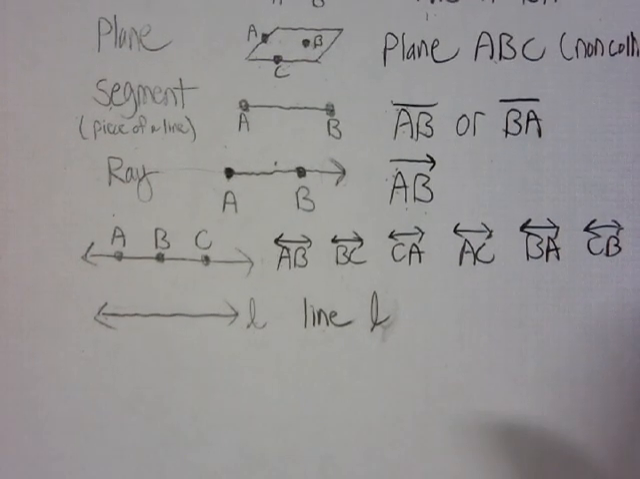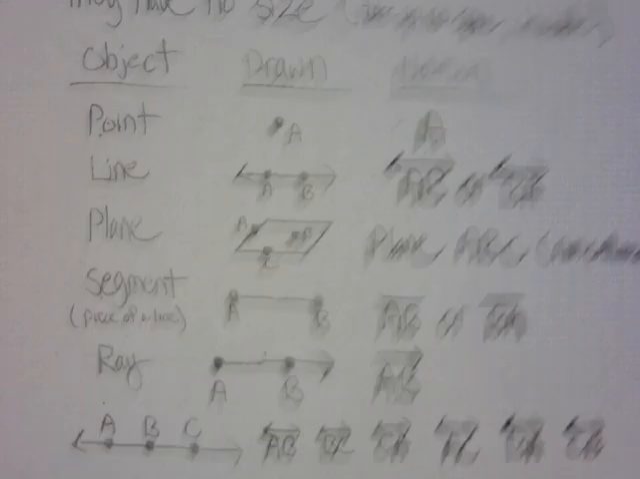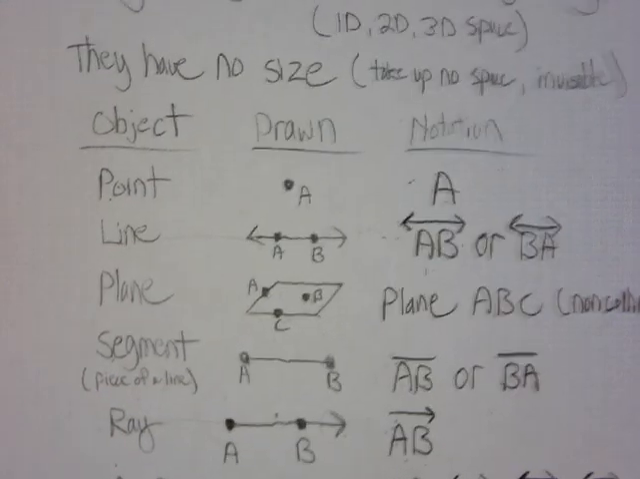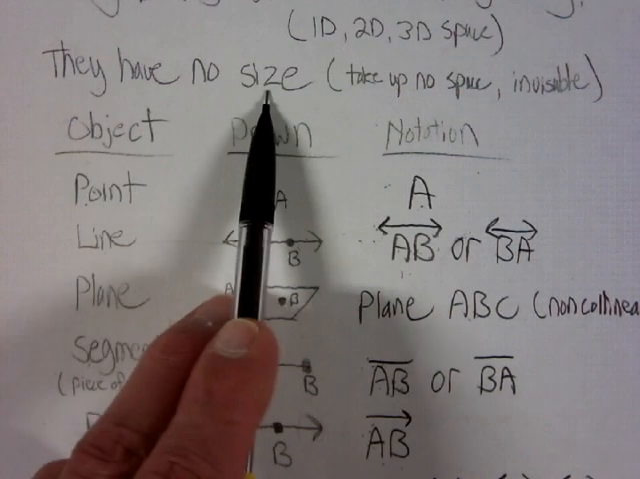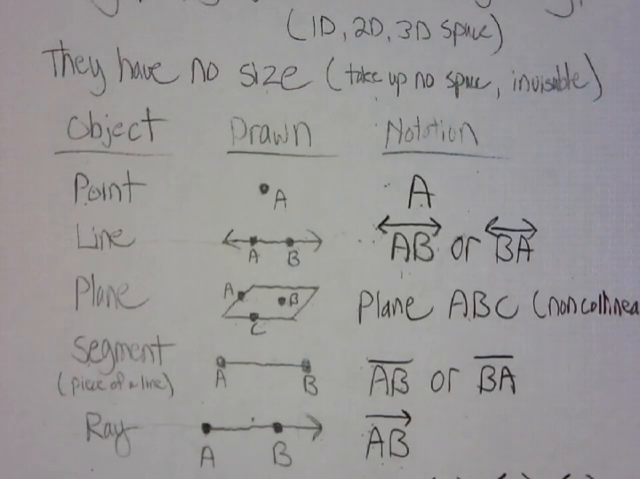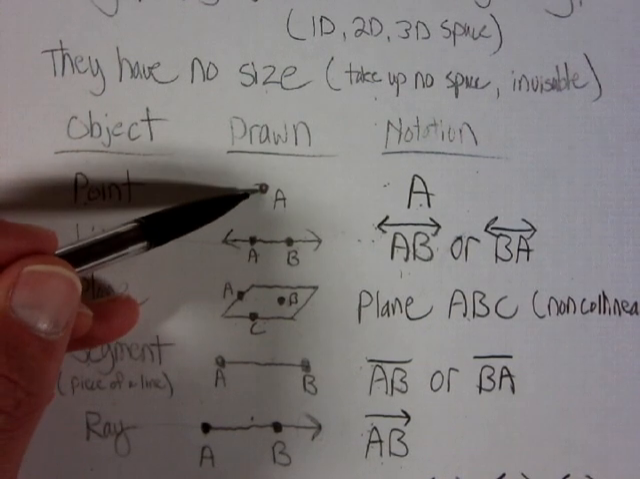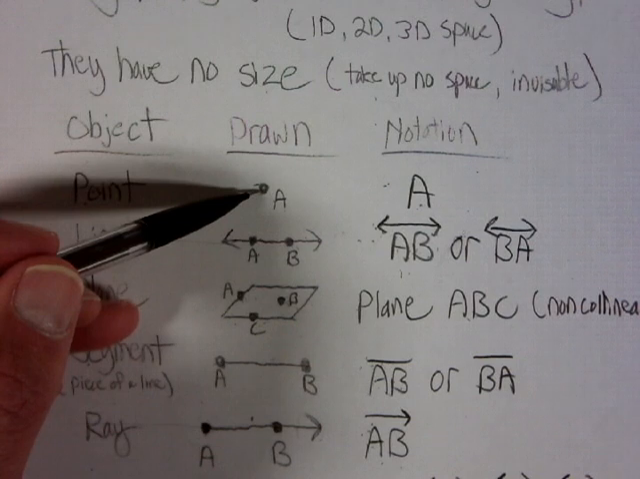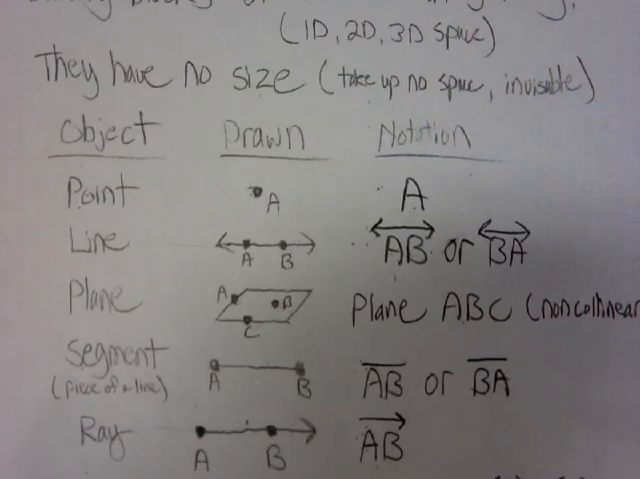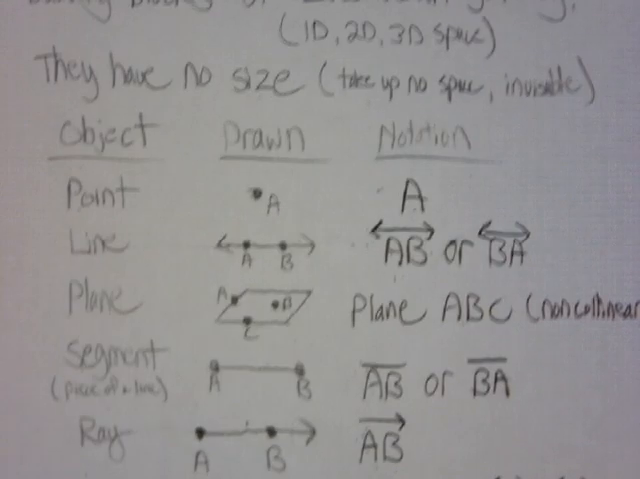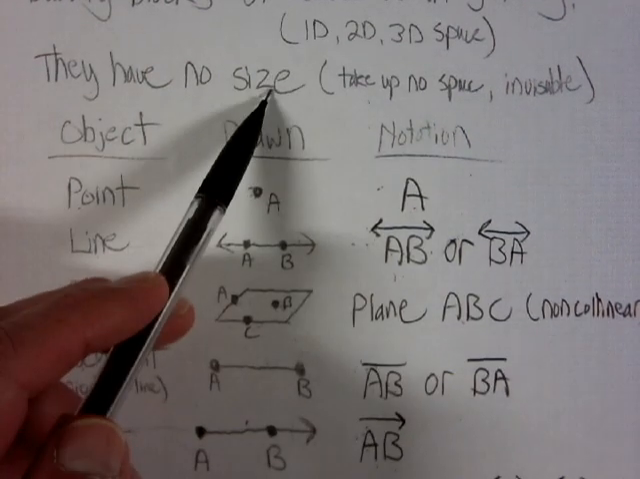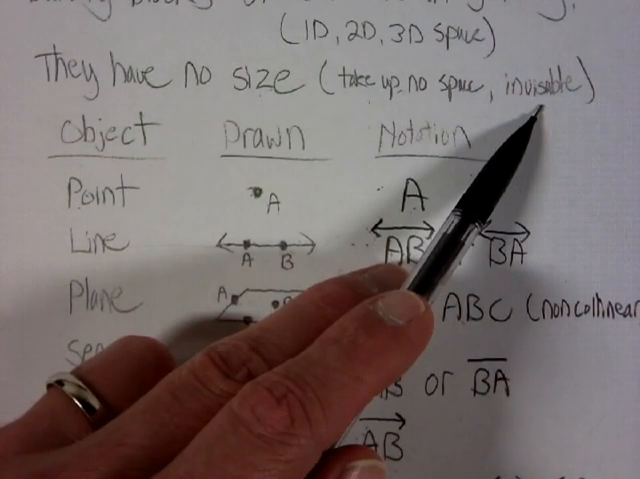All right? Now, here's something else that I want to go back and tie together. Now that we know how to name all these objects, let's go back to this statement. They have no size, they take up no space, and they're invisible. Well, Coach, I see the point. It's right there. Now, remember, the drawing, that dot is not the point. That dot is what we drew to represent the point. Because the actual point has no size, it takes up no space, and it's invisible.